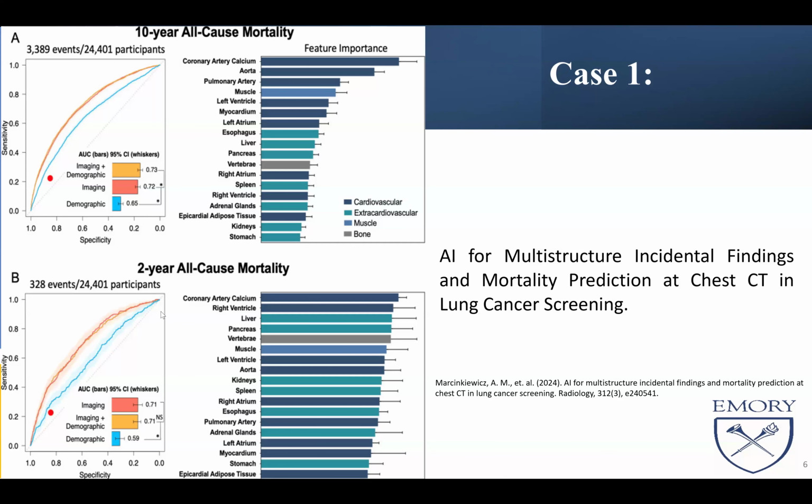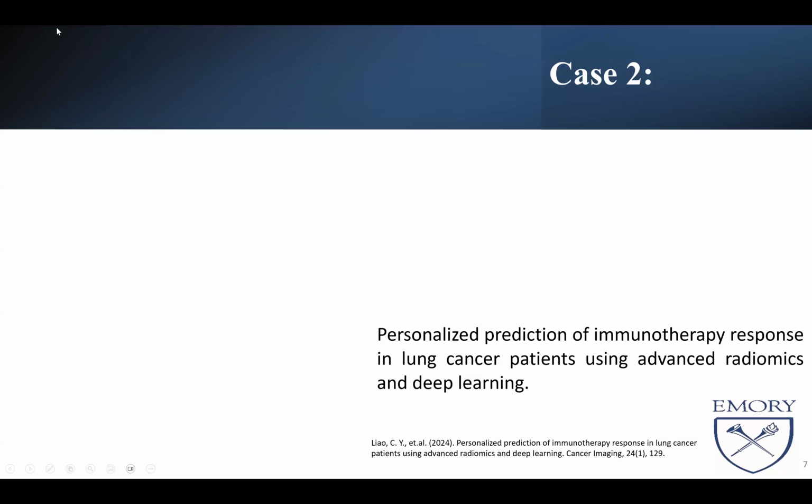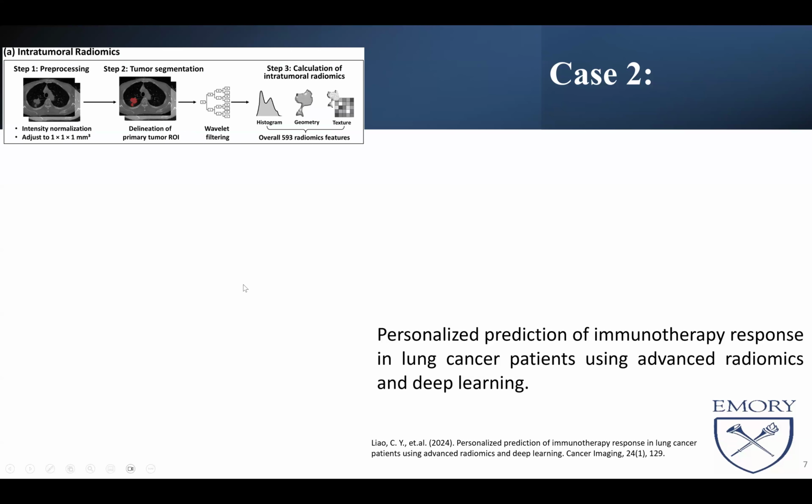Another typical case study will be personalized prediction of immunotherapy response in lung cancer patients using advanced radiomic and deep learning model. So basically, what this study does is it first follows the traditional way by computing the radiomic of the tumor. You see, we have a model that segments the tumor. From this tumor, we compute our radiomic features.